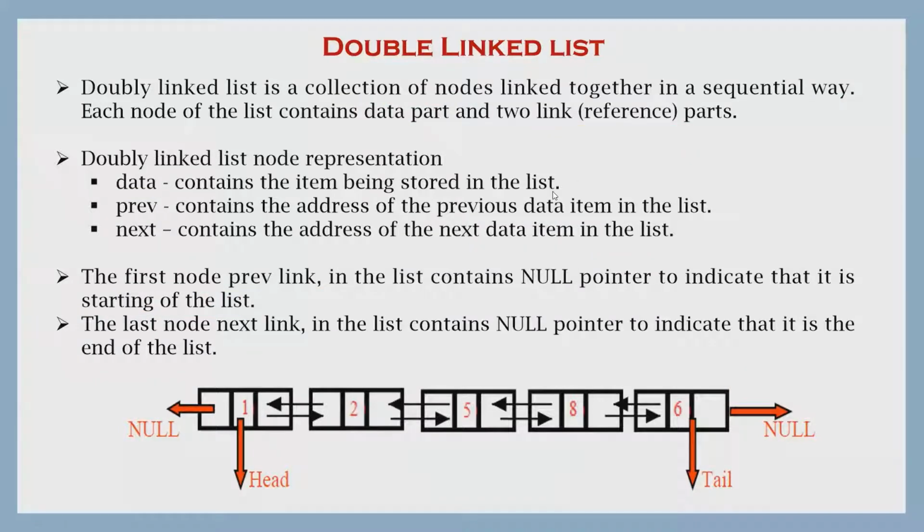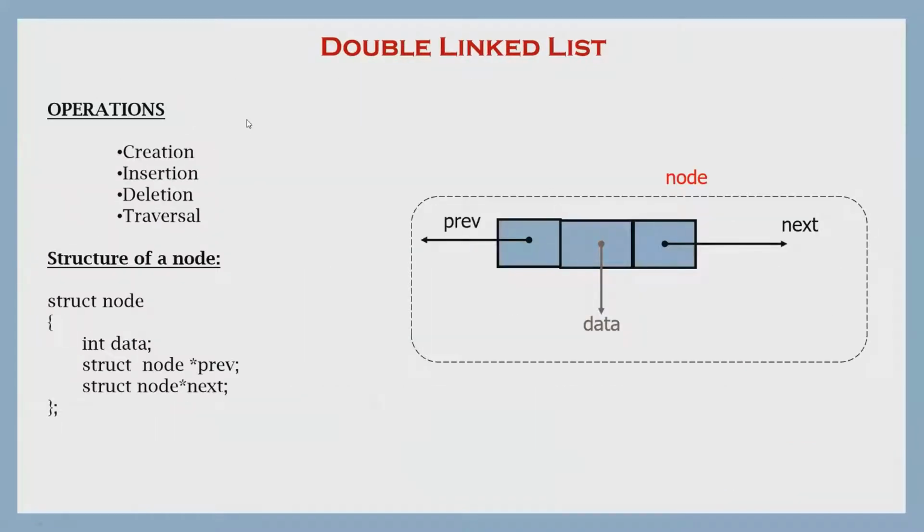Now let us see various operations that can be performed on a double linked list. They are creation, insertion, deletion, and traversal. Already we know that the structure of a node is a data part, one pointer pointing to the previous node, and another pointer pointing to the next node. Now let us see all these operations one by one.